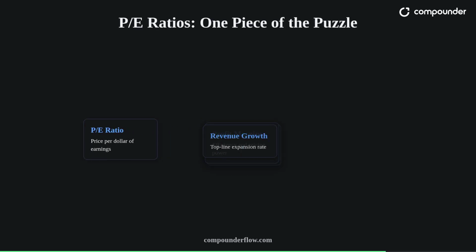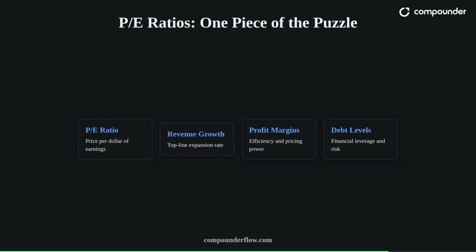Remember that PE ratios are just one piece of the valuation puzzle. They work best when combined with other metrics like revenue growth, profit margins, and debt levels. Think of valuation as detective work. You need multiple clues to solve the case.